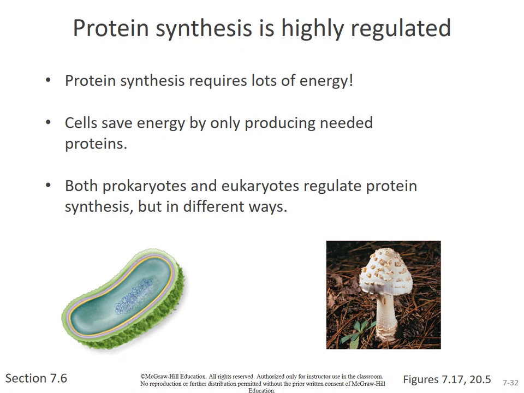The reason: protein synthesis requires a lot of energy. A lot of ATP is needed to create all of these proteins, to create all of these different molecules that are taking part here. Cells can save energy by only producing the needed proteins at one time. Both prokaryotes, our bacteria, and eukaryotes, the large organelle-having cells, can regulate protein synthesis in different ways.